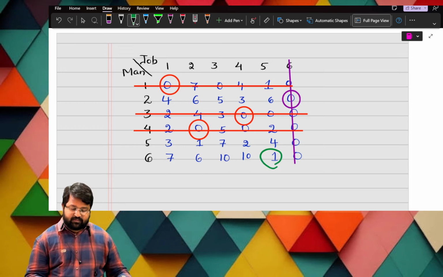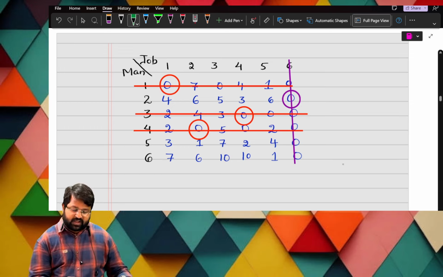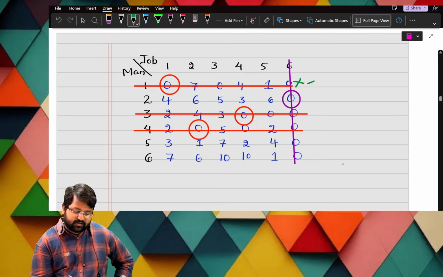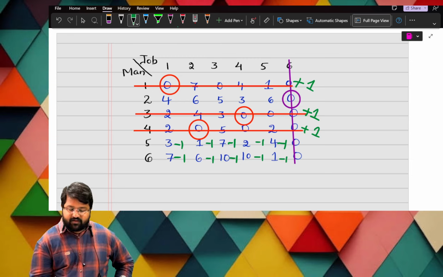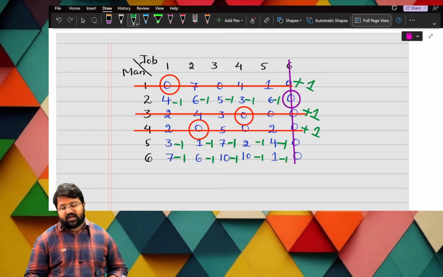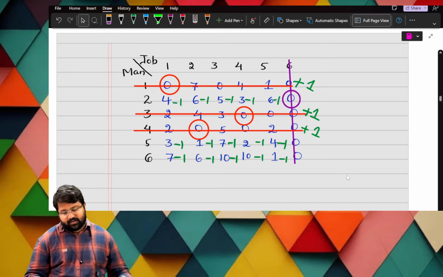So identify the least number. What I have to do? I will add at junctions. And I will reduce from the numbers which are not covered. From the uncovered numbers, I am reducing. For covered, I should not touch at all. Okay, this is the scenario.